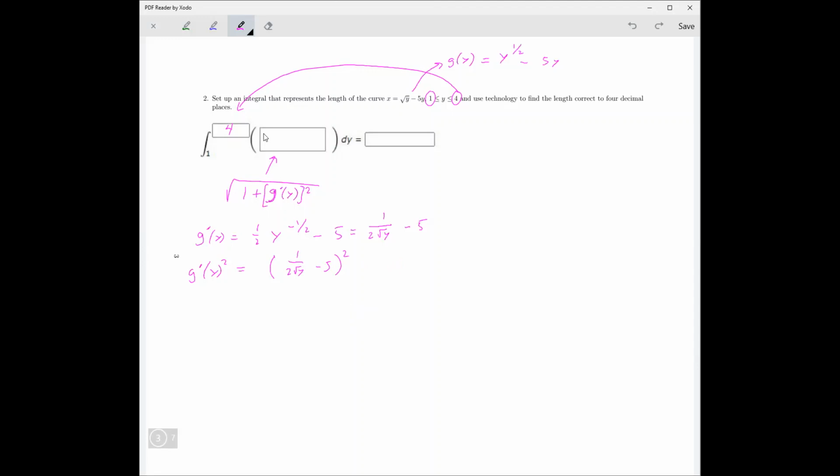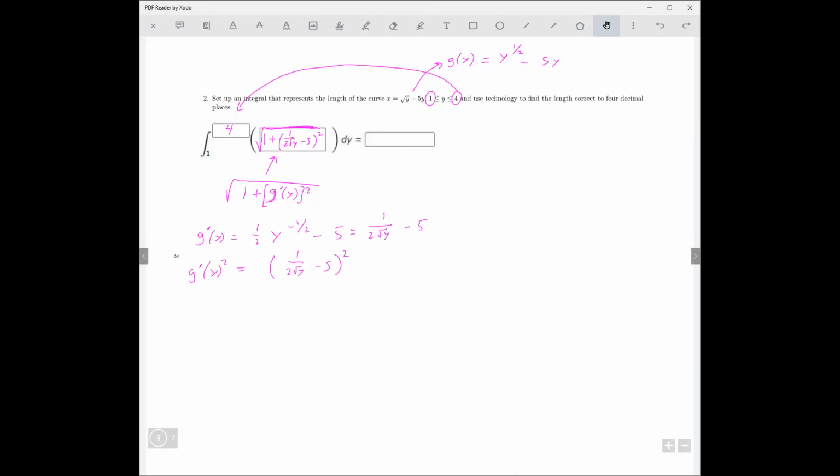Okay, so what you can do is right there, you can put 1 plus, oh wait, you need a square root. The square root there, a square root sign, 1 plus, and then 1/2 root y minus 5 squared. And it says use technology. So this should give you the correct answer for this part, but you need to use technology for this part, because if you try to integrate this by hand, it's going to be a lot of trouble.